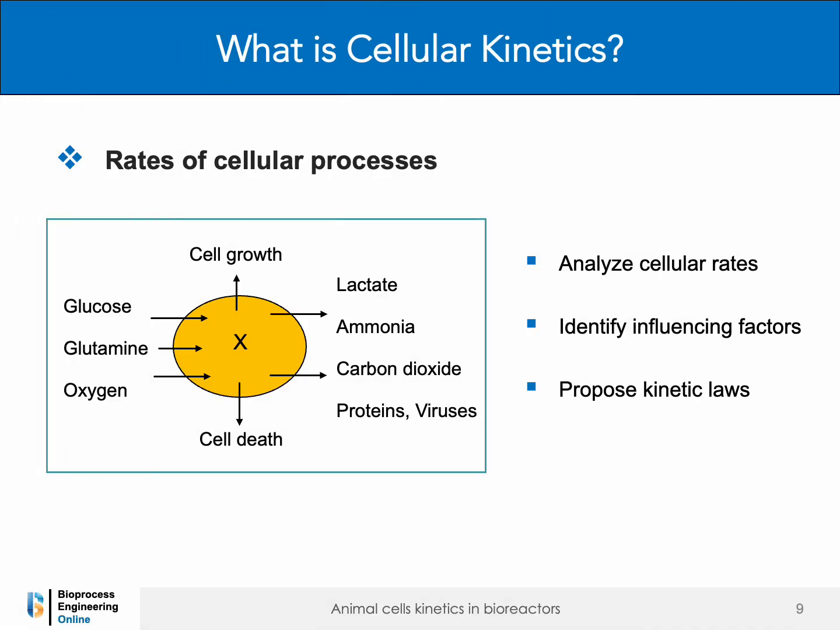Cellular kinetics is the study of the rates at which cellular processes occur. Its objectives are threefold. First, to quantify important cellular rates, including cell growth and death, nutrient consumption, metabolite production, and, when applicable, the formation of recombinant proteins or viruses. Second, to identify the factors that influence these rates, particularly the composition of the culture medium and the surrounding environment. And third, to develop mathematical models that describe these rates as functions of the relevant biological and environmental variables. These kinetic models form the foundation of quantitative bioprocess engineering.